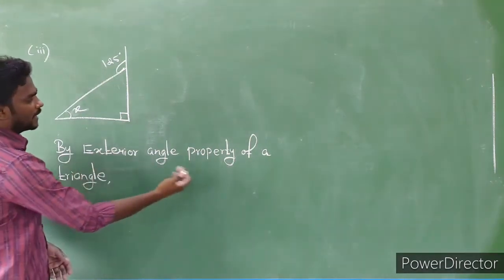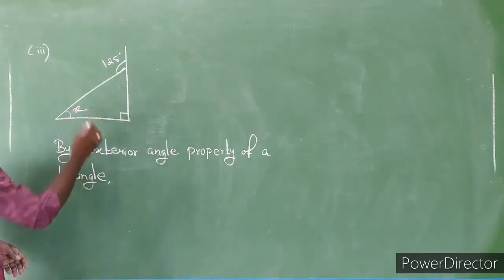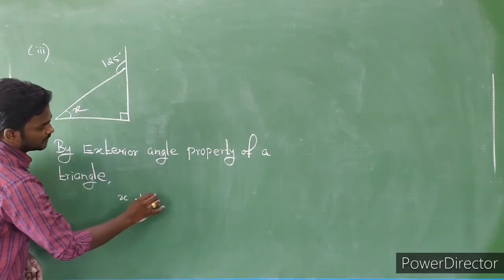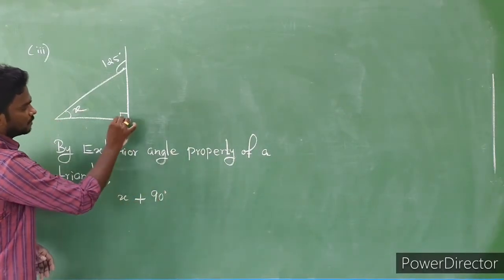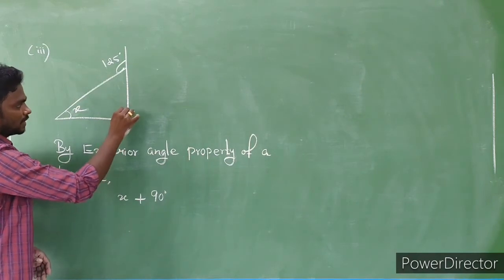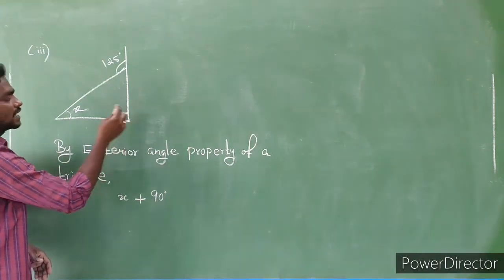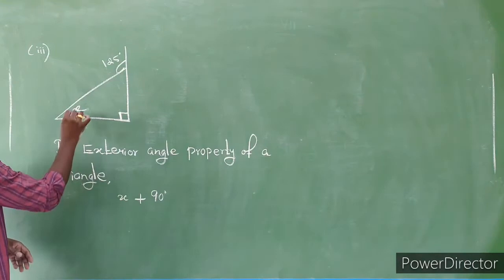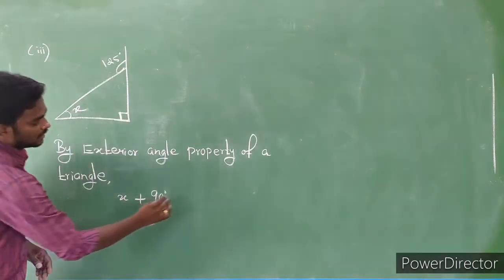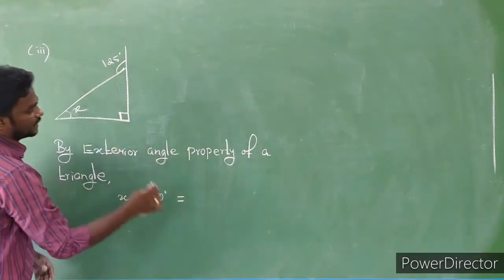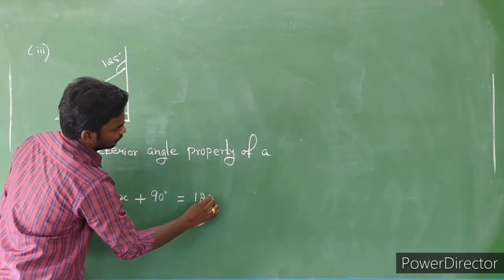By exterior angle property of a triangle, angle x plus 90 degree. This symbol is called a right angle symbol. Right angle triangle means this angle is 90 degree. So x plus 90 degree is equal to the exterior angle, 125 degree.